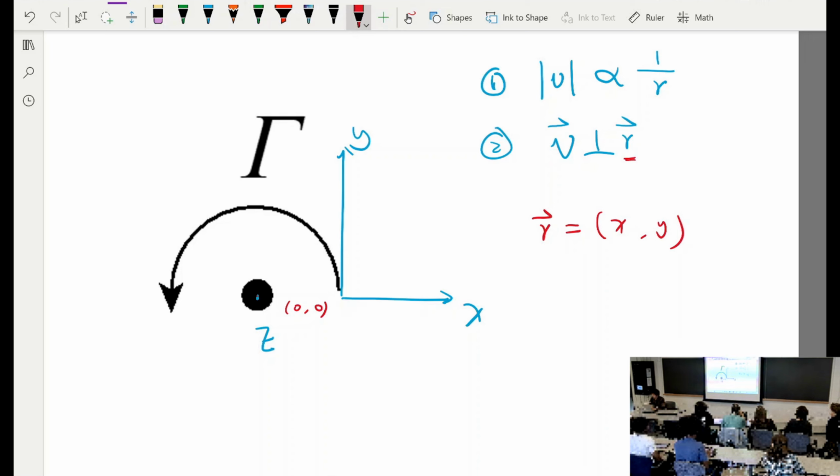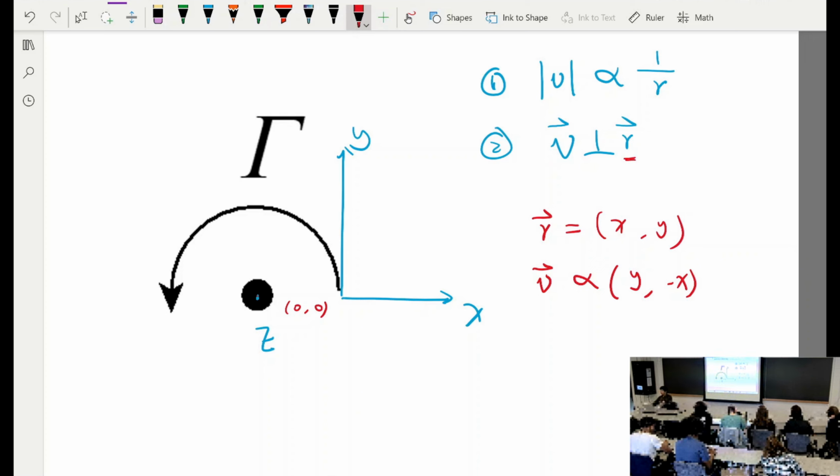So if something is orthogonal to this radial direction, then the velocity has to be proportional to y and minus x. Do you agree? When I take a dot product between y and minus x with the radial direction, x and y, I have x times y plus y times minus x. They become 0. So whenever something is orthogonal to the radial direction, it has to be proportional to y and minus x.